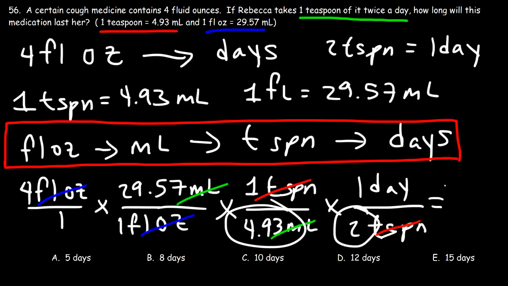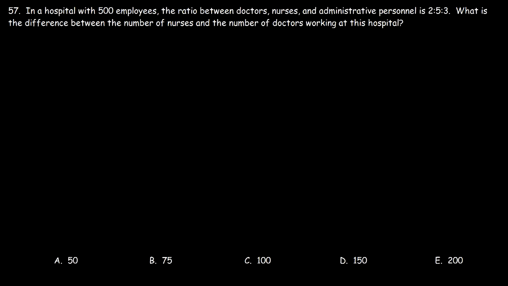So you should get 11.996 approximately. So we could round that and say it's approximately 12 days. So that's how long the medication will last her. So D is the right answer choice.